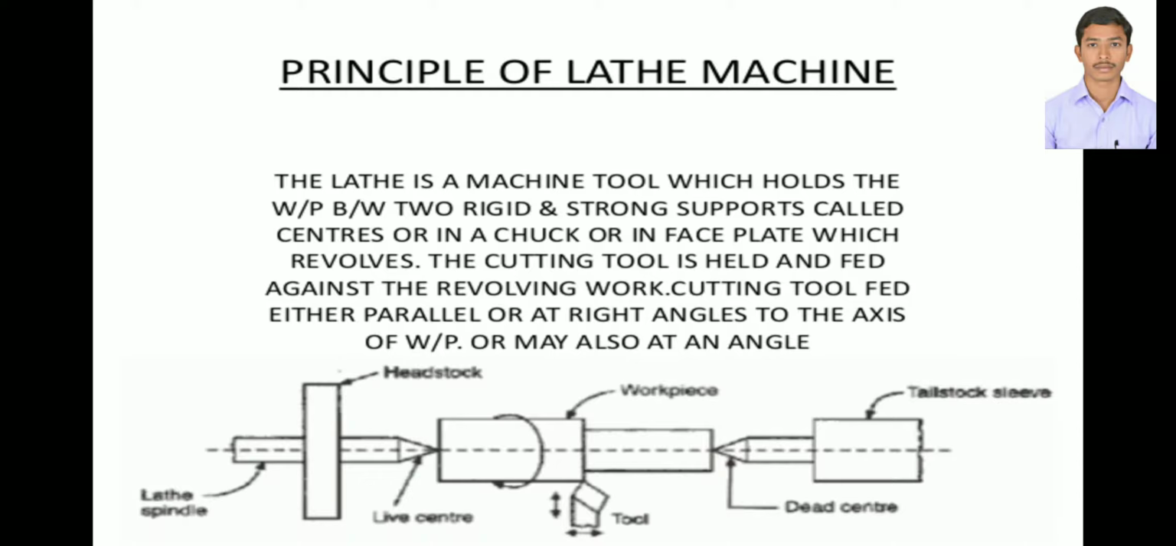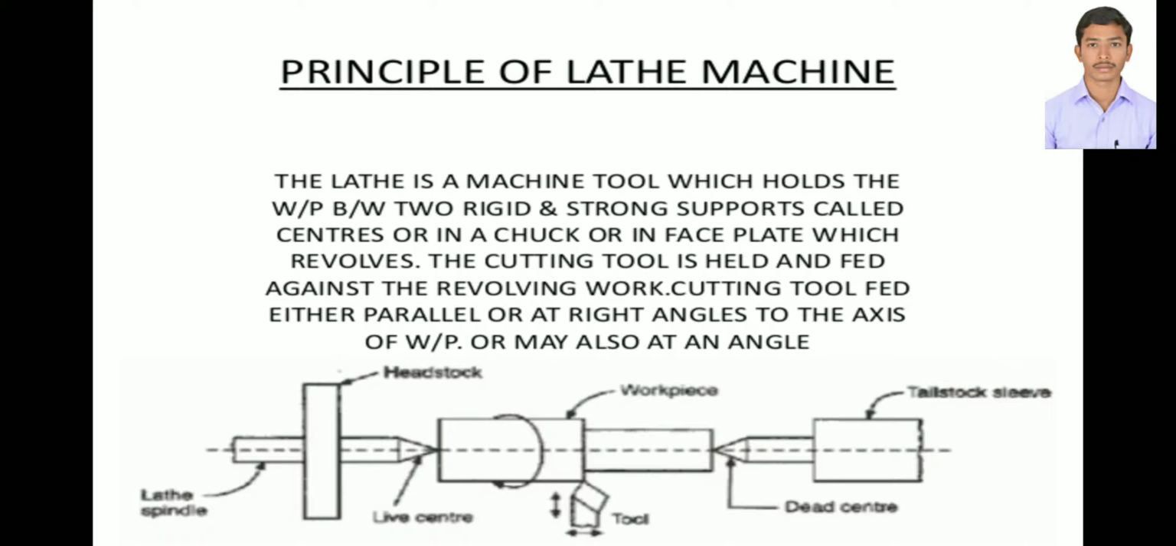The lathe is a machine tool which holds the workpiece between two rigid and strong supports called centers. In this lathe machine there are two centers available. One is the live center and the second one is the dead center. The end of the headstock spindle is called the live center and the end of the tailstock spindle is called the dead center. These two centers are used to hold the workpiece. So those are the two centers of the lathe machine.